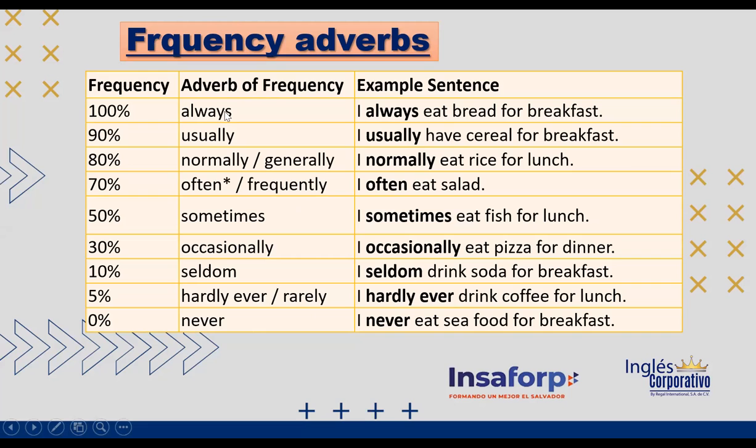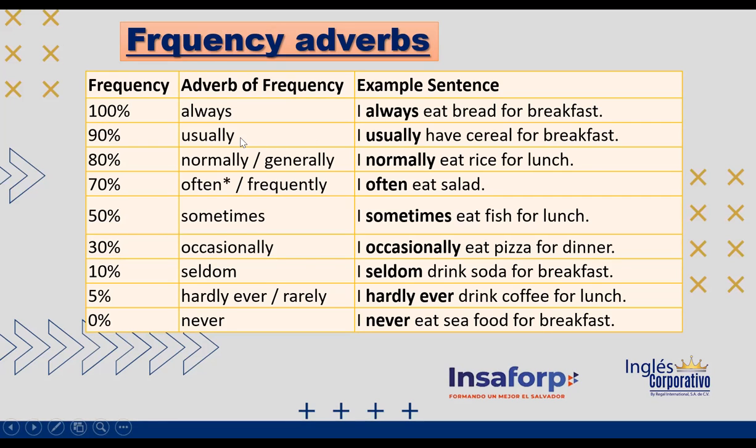Estas palabras las vamos a utilizar cuando queremos expresar con qué frecuencia hacemos algo. Let's see, for example, comer pan para el desayuno. ¿Con qué frecuencia lo hacen? Siempre, algunas veces, nunca, usualmente. ¿Con qué frecuencia come pan en el desayuno? Ok, si usted en todos los desayunos de la semana come pan, entonces necesitamos always. Y usted dice, I always eat bread for breakfast. Yo siempre como pan para el desayuno.